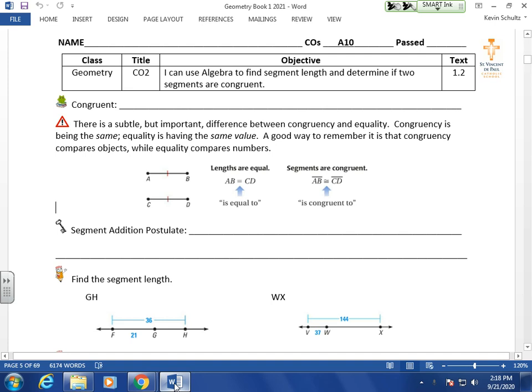Hello and good day. In geometry, we're covering CO2, using algebra to find segment length and determine if two segments are congruent. This may be a new term to you, congruent. What does congruent mean then? Sebastian? Same. Okay. Yes. A little bit more. Nick? Equal.